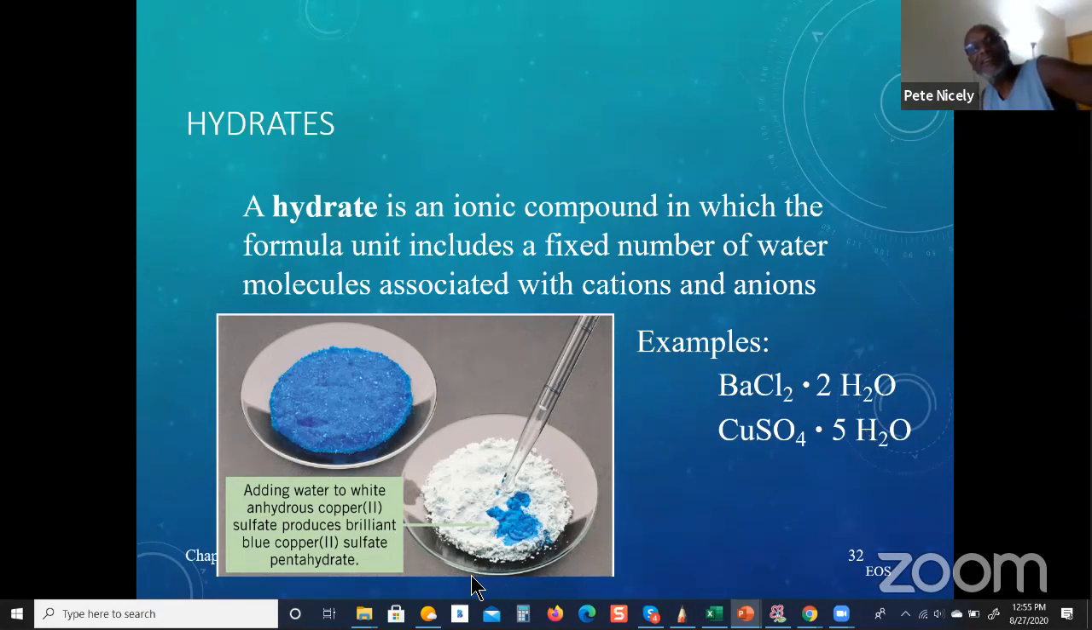And as you can see here, you can easily reverse that process. If you add water to the anhydrous form, you're going to get back the blue form, which would be the hydrated form. All right, so that's basically how hydrates behave.